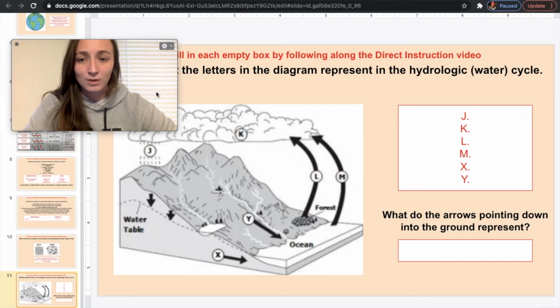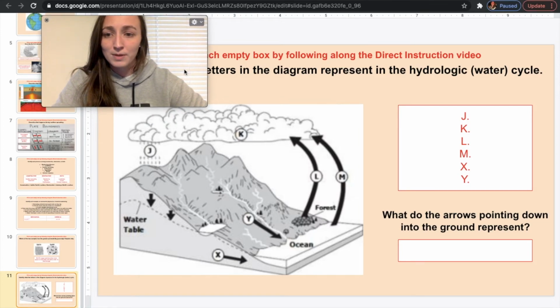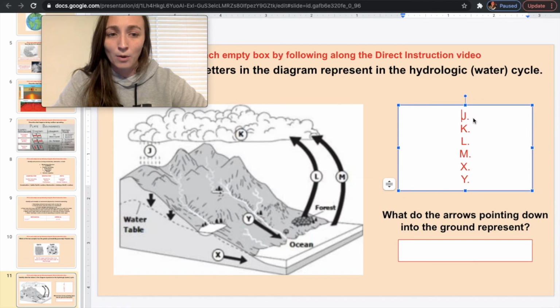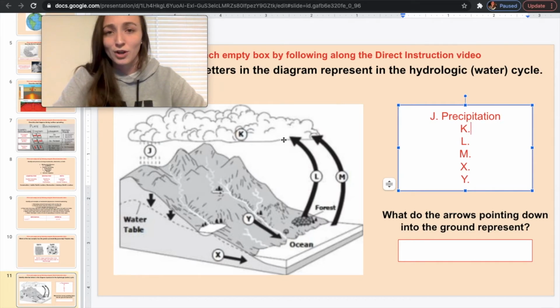So let's start with letter J here. Letter J here, we see some water or rain or snow or sleet or hail, whatever, falling from the clouds in the sky down to the earth. And we know that is going to be our precipitation. Precipitation is just a fancy way of saying rain, snow, sleet, hail, all that good stuff.